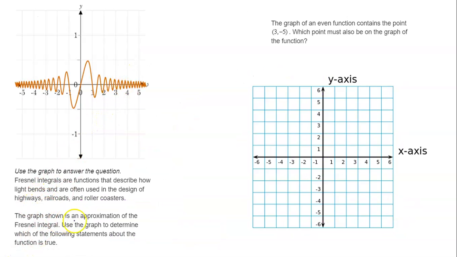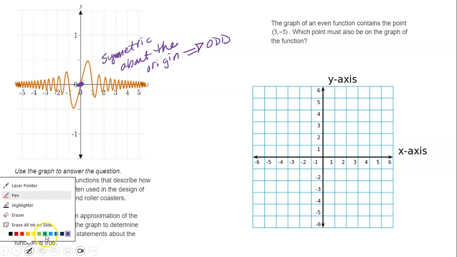Okay, so here it says determine which of these statements are true. I didn't copy those, but what I can tell you is this is symmetric. That is not spelled right. I think there's 2 n's. Symmetric about the origin. And if something is symmetric about the origin, it is an odd function. Okay. Last one, let me pick some different colors.